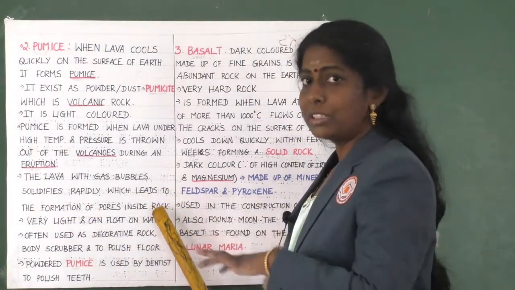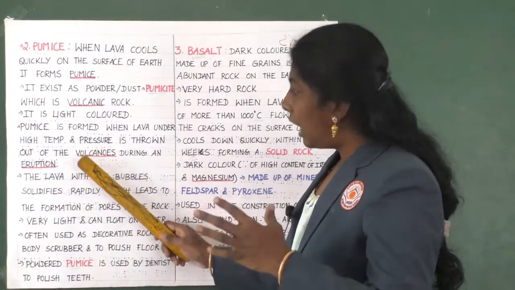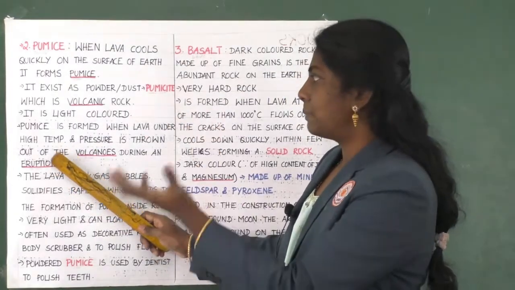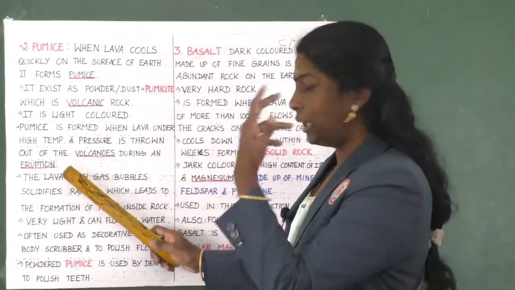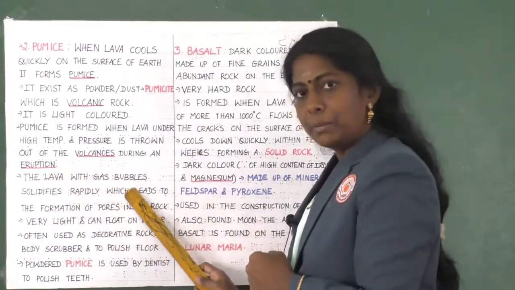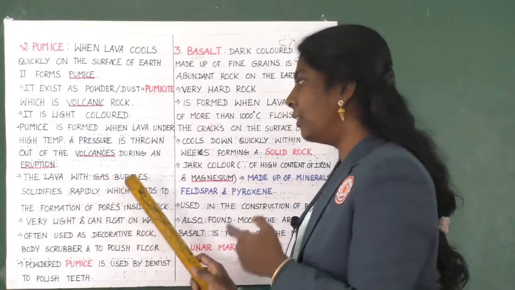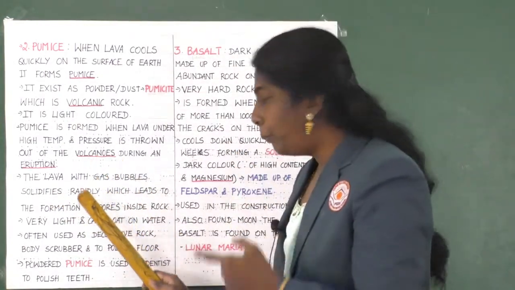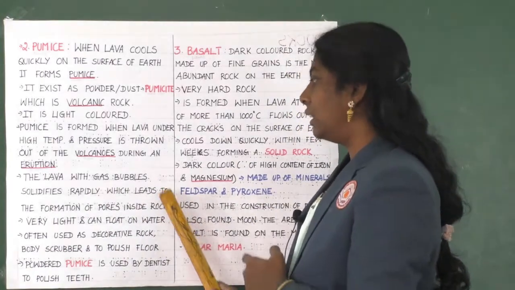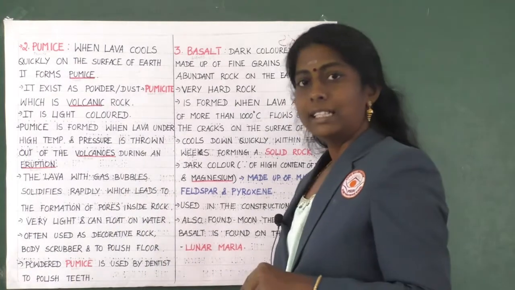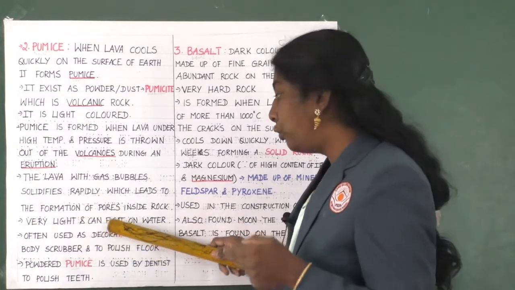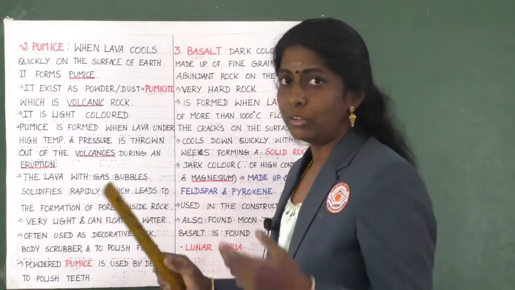So, because of the increased temperature and pressure and the volcanic eruption, the lava is pushed up. Then the lava with gas bubbles solidifies rapidly, which leads to the formation of pores inside the rock. Generally, this type of rock is very light and it can float on water.